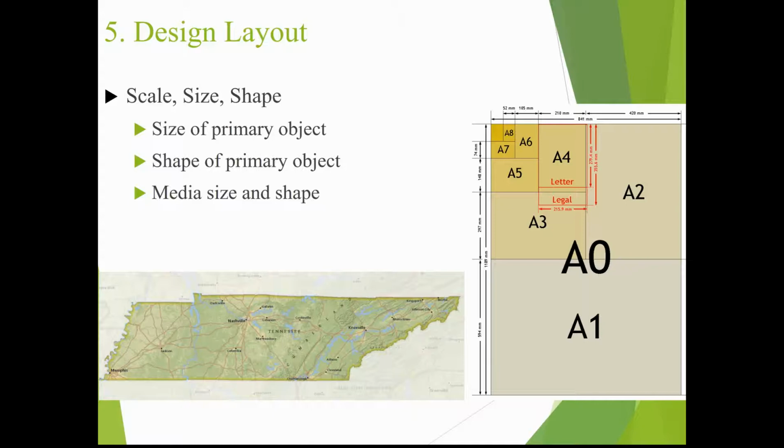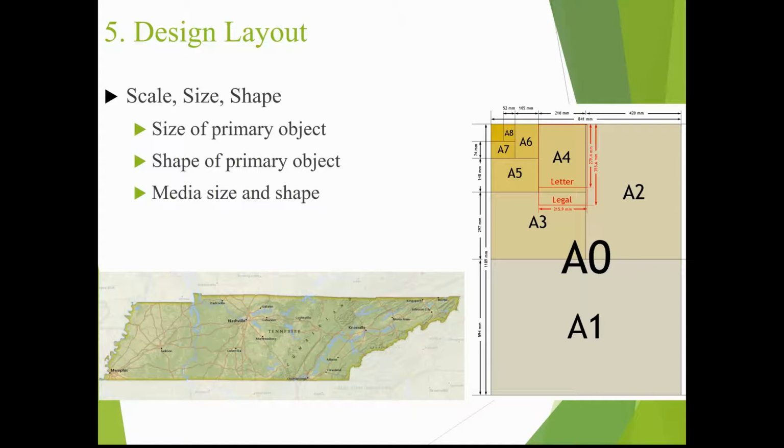Another thing to consider when designing the layout is the scale, size, and shape of the primary object being mapped, and the medium onto which the map will be produced. For instance, if we are mapping Tennessee, we notice that the shape of Tennessee is roughly a wide but not so tall parallelogram. Therefore, we may choose to orient the map media in a landscape setting so that Tennessee can use the maximum amount of media as possible.